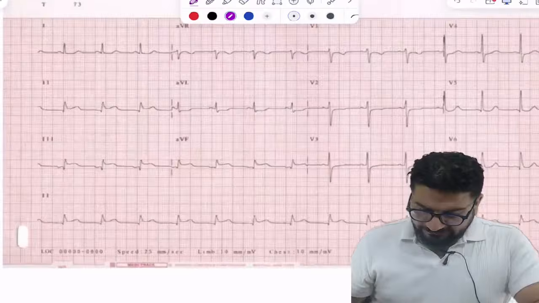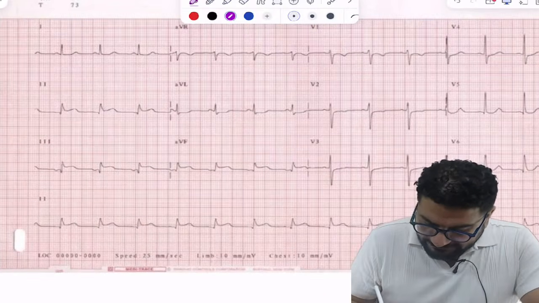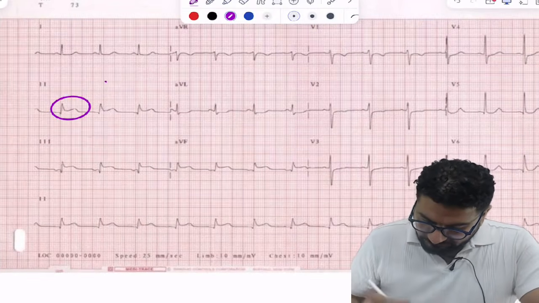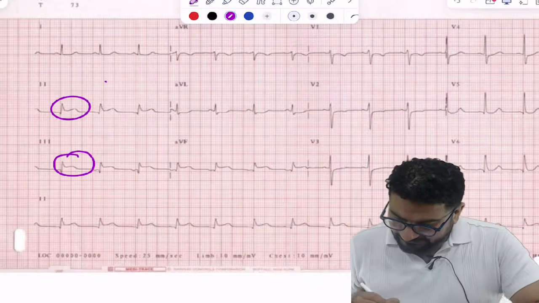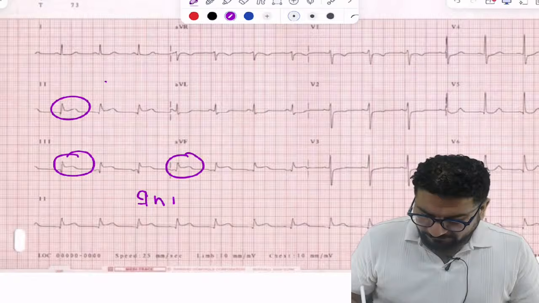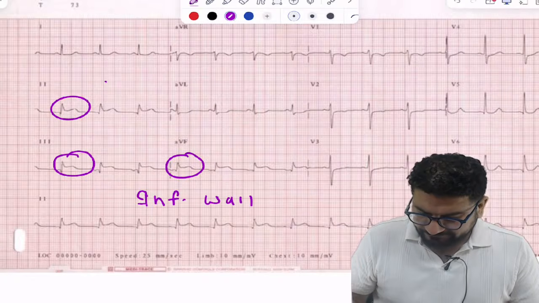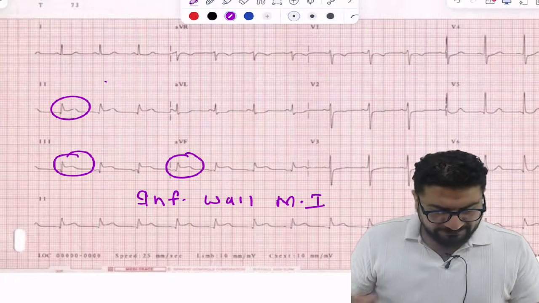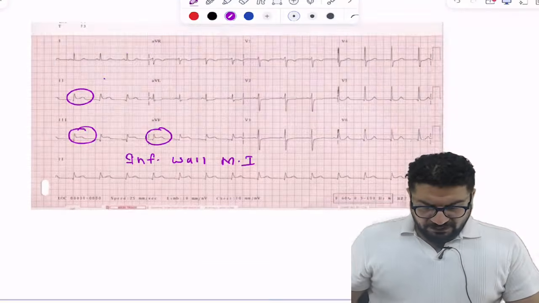You can clearly see here changes in lead 2, lead 3 and lead AVF. So 2, 3, AVF. This is telling you about inferior wall MI. Done?